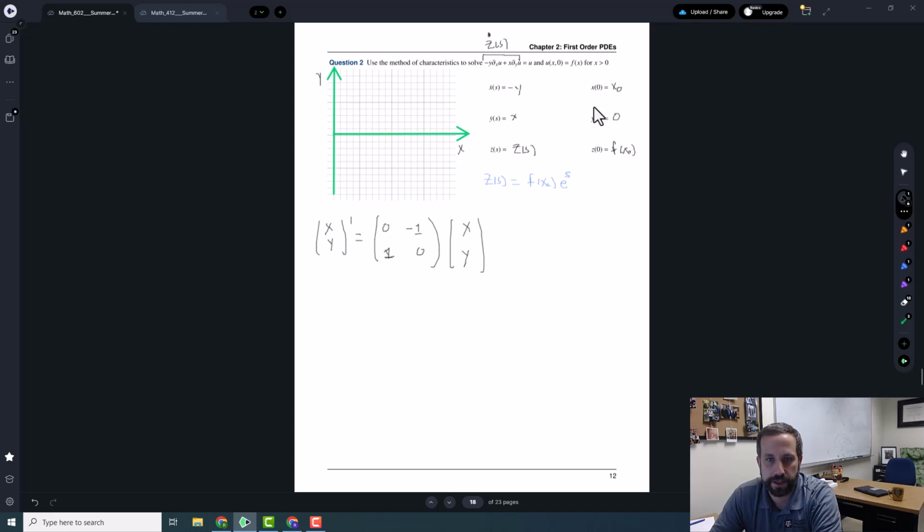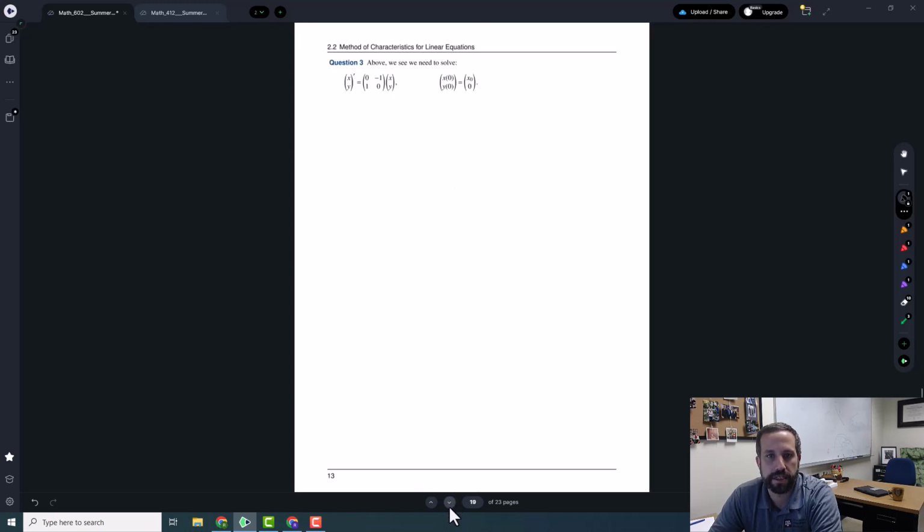And then this is the initial condition. Okay, so now I want to solve this system of differential equations. So that's going to take quite a bit. And remember, the first thing that I need to do here is I need to find the eigenvalues and eigenvectors of this matrix.